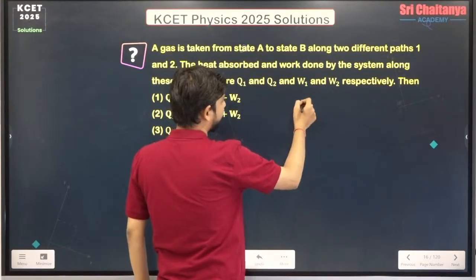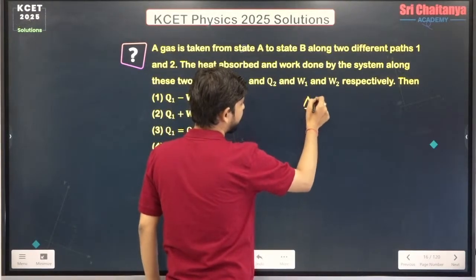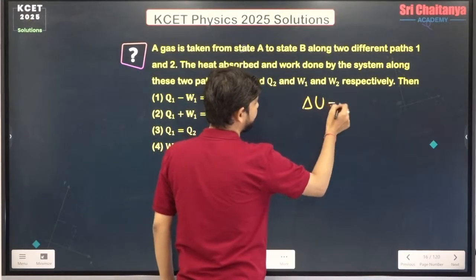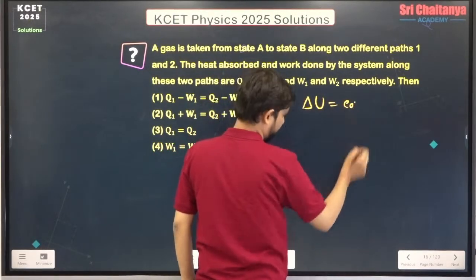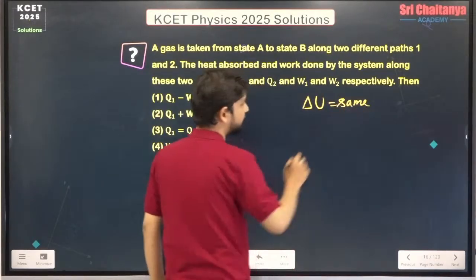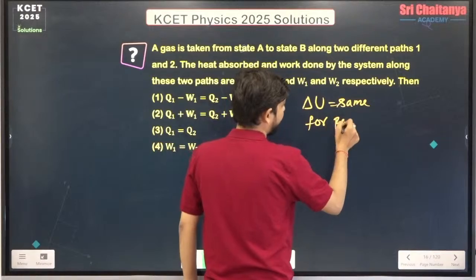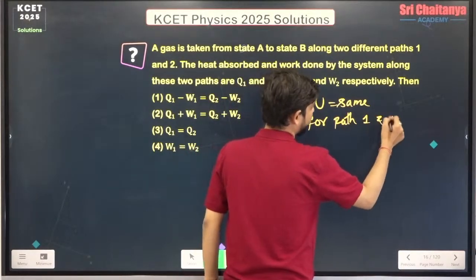So what we can say, if initial and final states are the same, so change in internal energy for the gas is going to be the same, or we can say constant. It is going to be the same. Change in internal energy is going to be the same for path 1 and path 2.